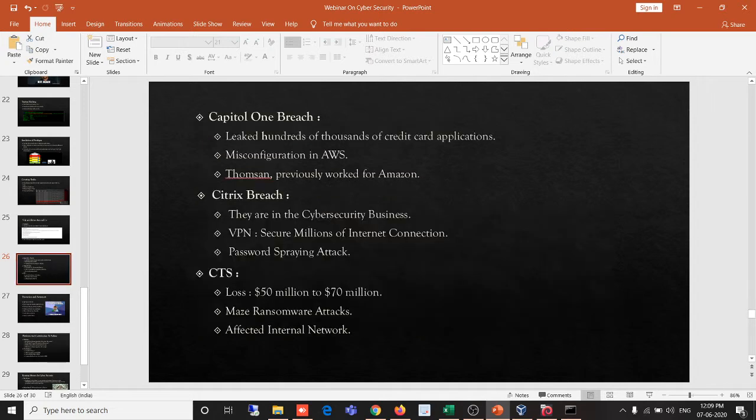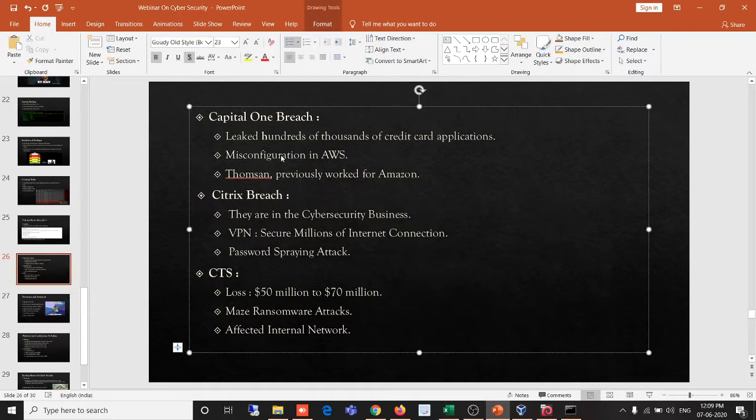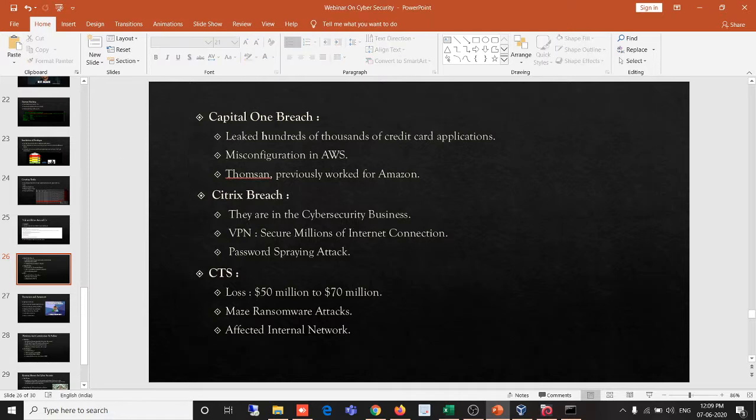And there are a lot of attacks that have happened, like the Capital One breach. Capital One is a banking company. An attack happened here where a lot of credit card information in that company was leaked. It happened due to a misconfiguration in an Amazon Web Services cloud. They had hosted it in the cloud, and the employee, her name is Thompson, worked in the company, and she leaked all that information using the misconfiguration found in AWS.